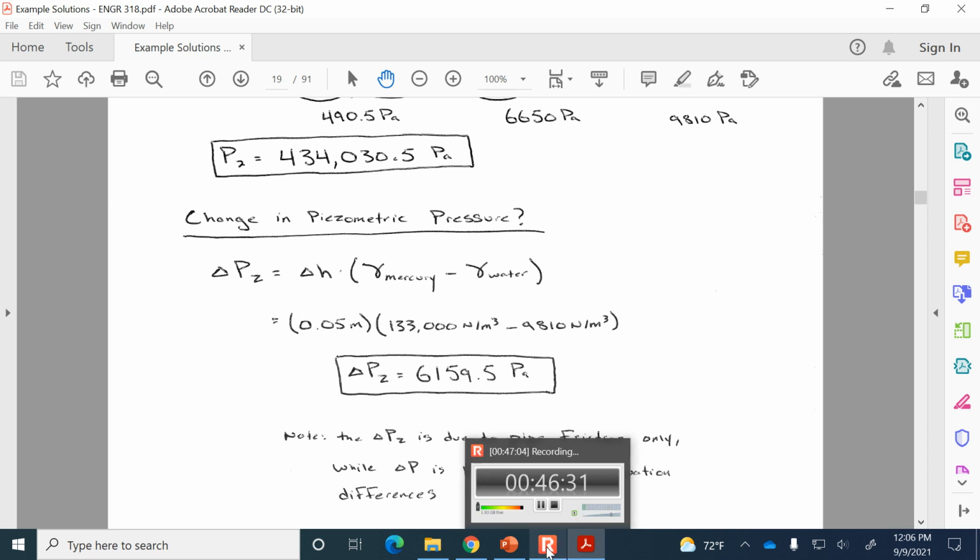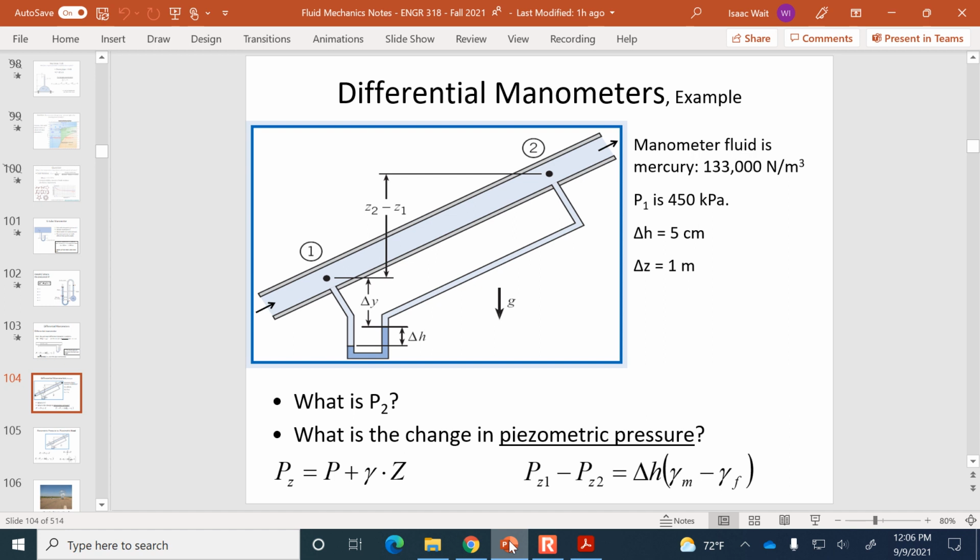I think you've got a homework assignment that's like this one too. So you'll make quick work of that. Any questions before we move on to atmospheric pressure variation?